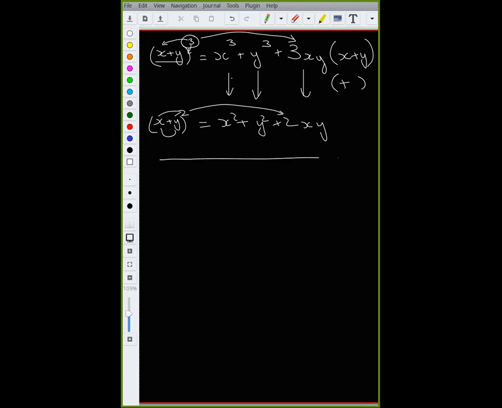Why am I telling you how to remember this? Because sometimes in the exams, we tend to forget the identities. So if we know how to memorize, as in how we got that, we can remember, right?